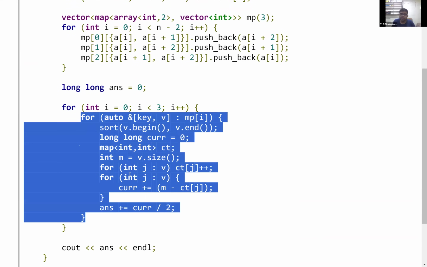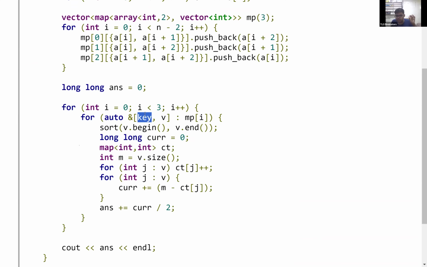For each and every map, I'm going over all the key value pairs, basically for all the pairs of the two equal elements. And this V will have all the different elements. So sorting was not necessary. Okay, sorting was not necessary.